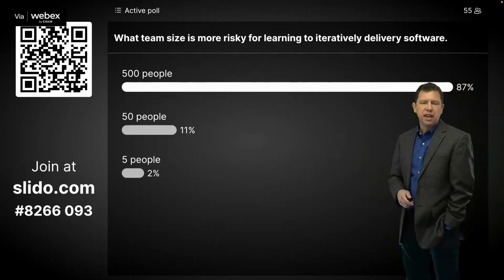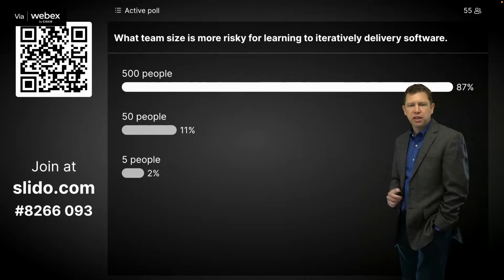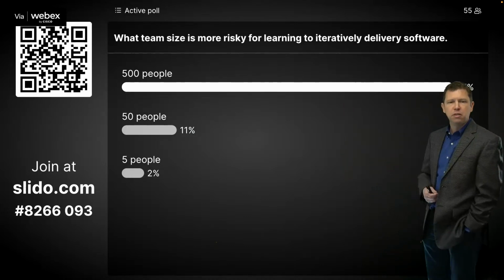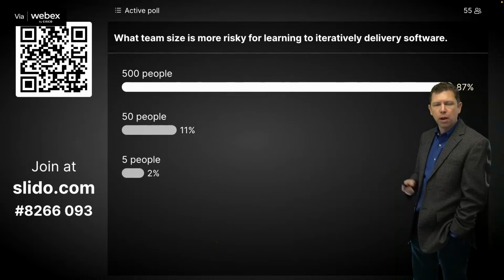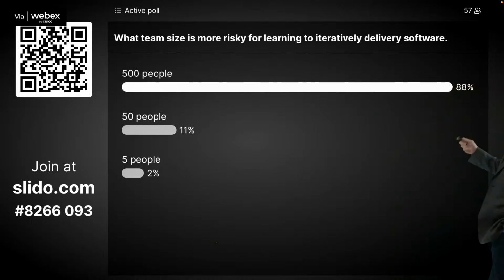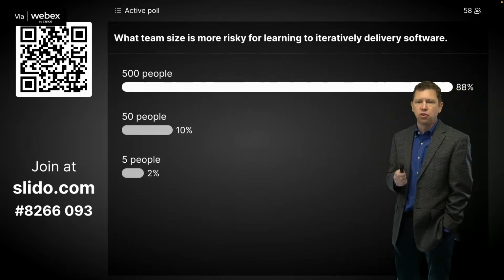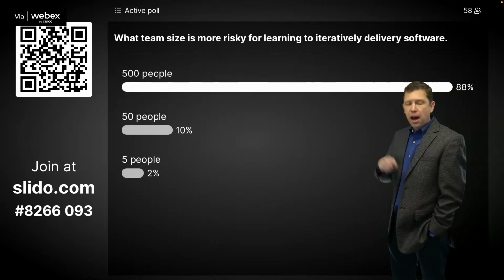We've got 11% saying 50 people is more risky than the 500 or 5 people, which is interesting. I'm not sure why, but most of us here, 88%, say that 500 people is the most risky team size for learning to iteratively deliver software. I would agree with that.